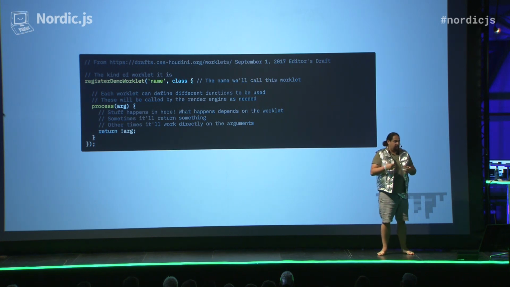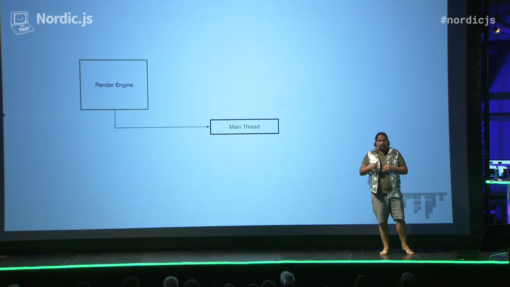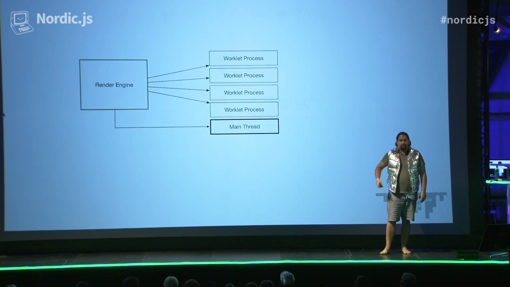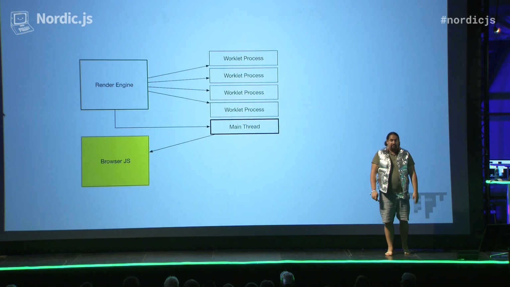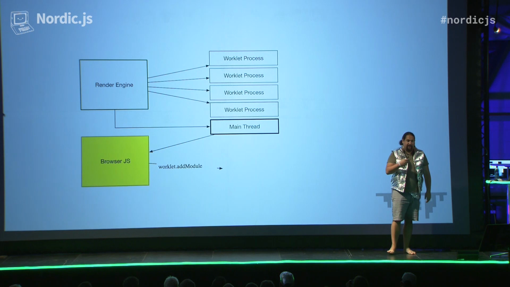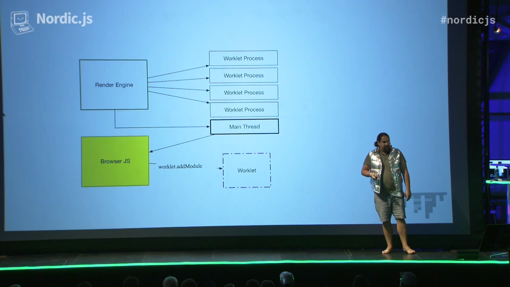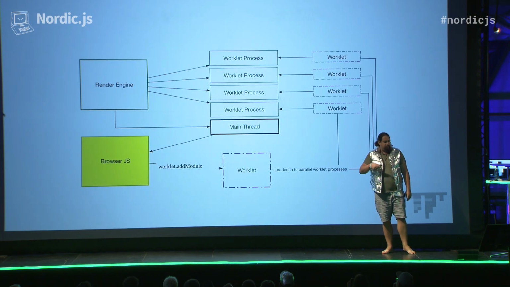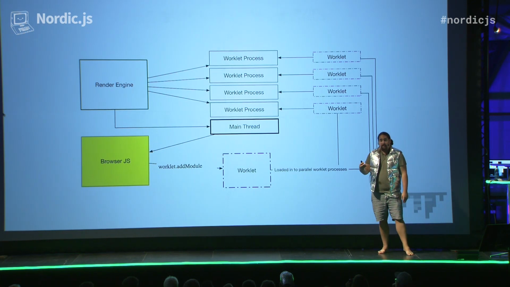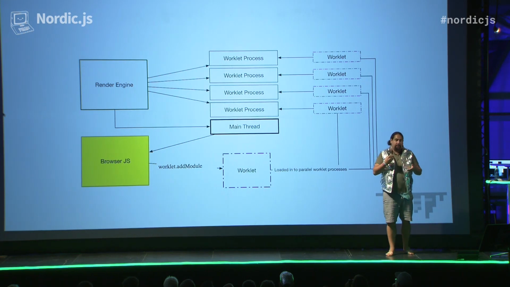The worklet lifecycle looks a little bit something like this. We have our render engine, our browser. It's going to spin up our main thread, and it's going to spin up a handful of worklet processes. From there, our main thread's going to call our browser JavaScript. Our browser JavaScript is going to use worklet.addModule, and it's going to grab a worklet. From there, that worklet is going to be loaded into two or more worklet threads. Worklet threads can either be parallel threads to the main thread, or the main thread itself, kind of depending upon how it gets loaded and implemented by the browser.